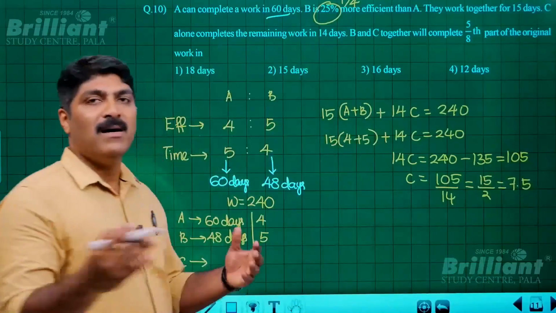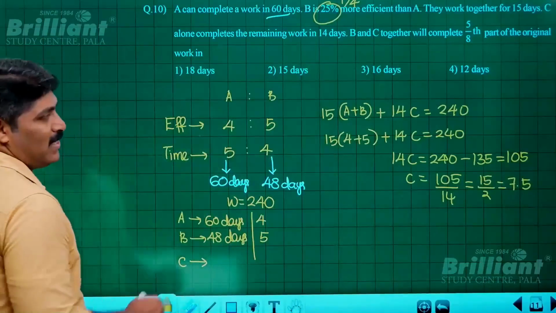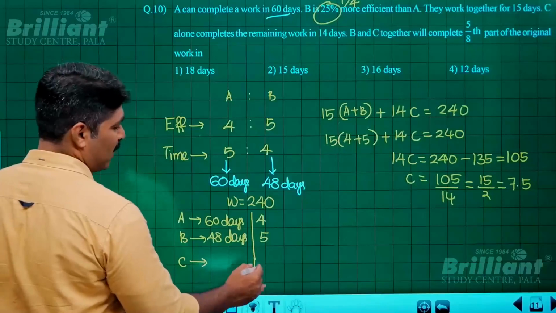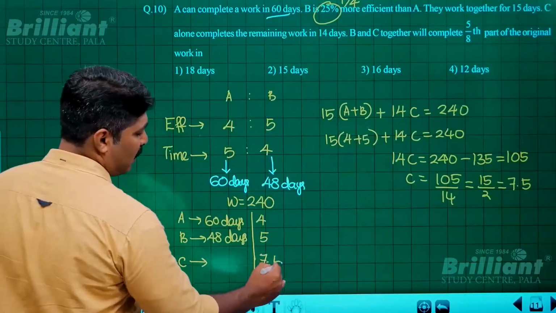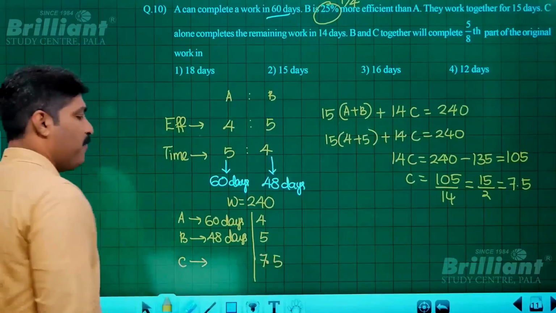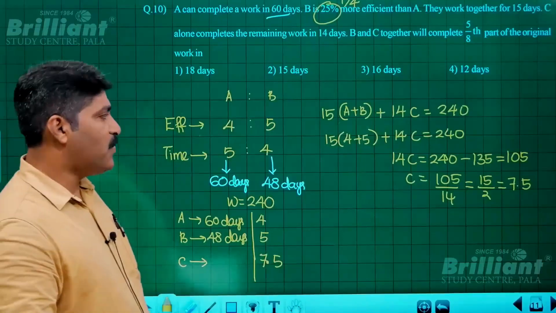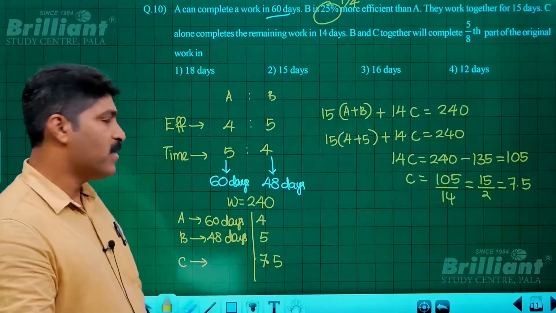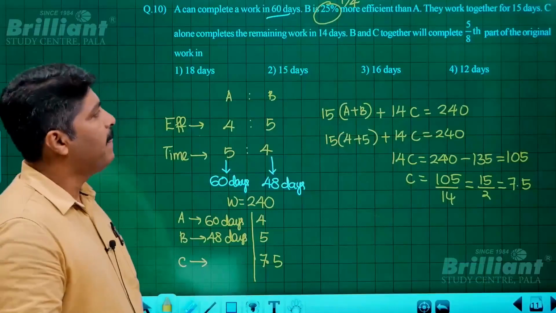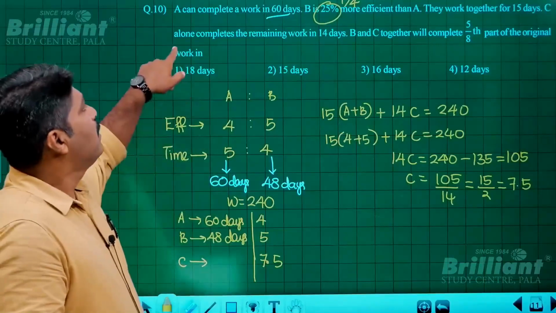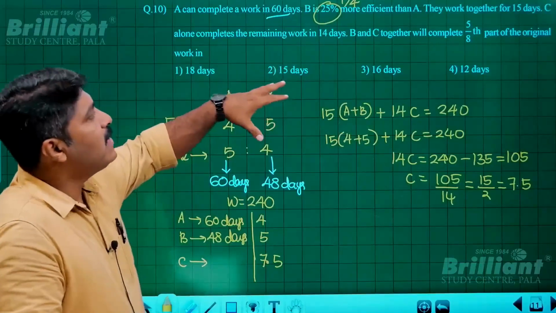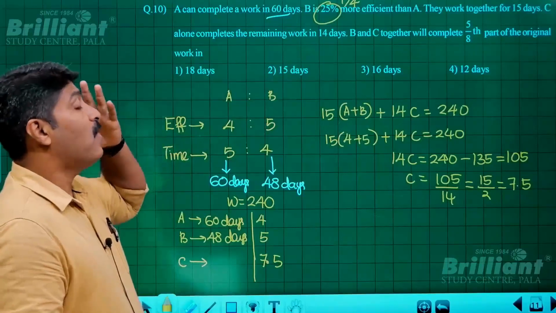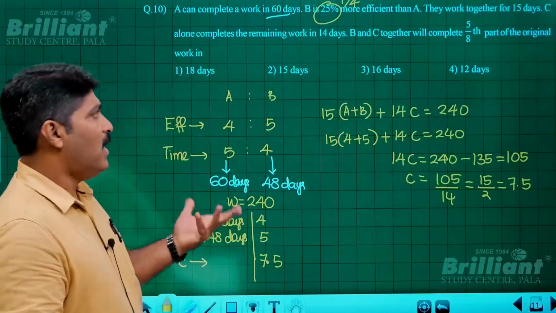Good. So we got the efficiency of C. Don't forget, that is the efficiency of C, that is 7.5. So don't be disturbed while we are getting the efficiency of a person in decimal form. Keep it like that. Then we have to find out: B and C together will complete 5/8 of the original work in how many days?